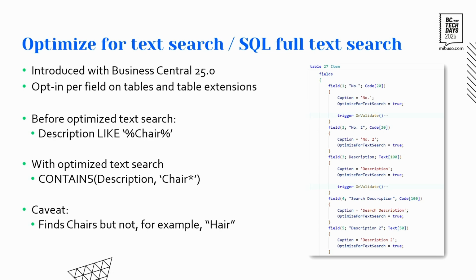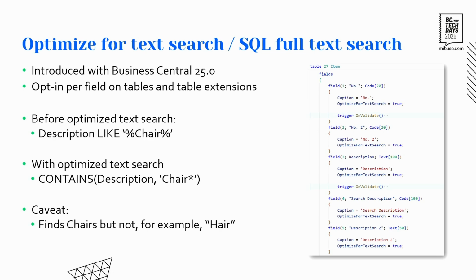Yes, and I will talk a little bit about some new features that are helpful for improving performance. For 25, we shipped Optimized for Text Search, which is our name for the SQL full text feature. It's something we have opted in for a number of tables in the base app, mainly master data tables. You can also opt in on your own table extensions, on your own full tables, and you opt in per field, and it's not like a normal index where there's a specific order. You just apply it to the field directly, and then you can use the index in any order and any combination of fields.